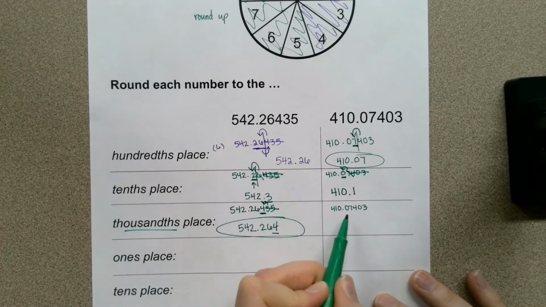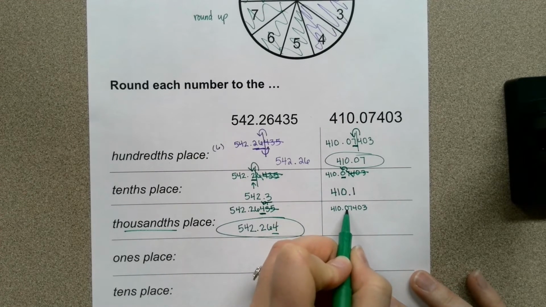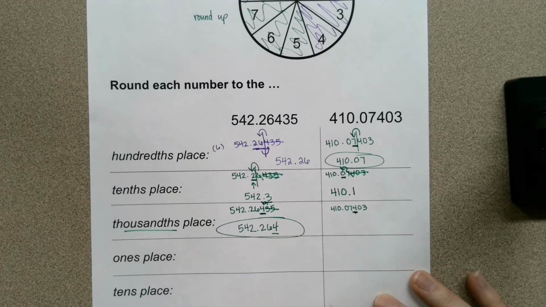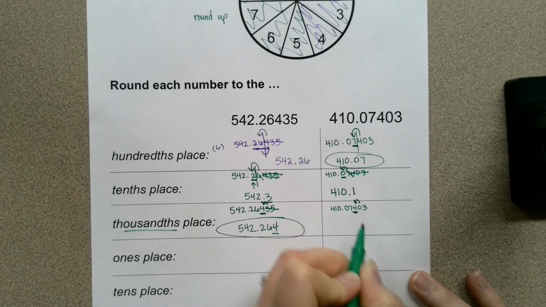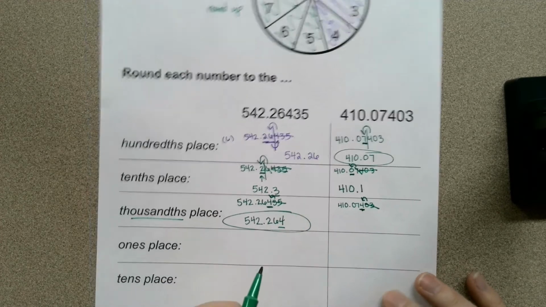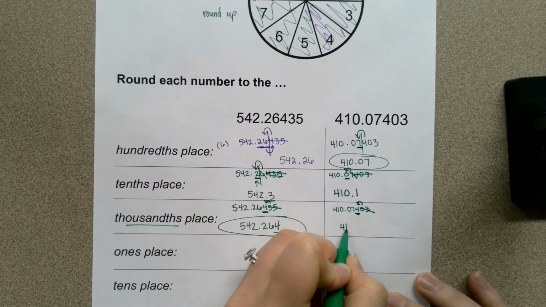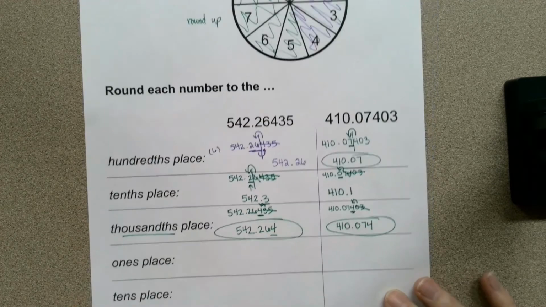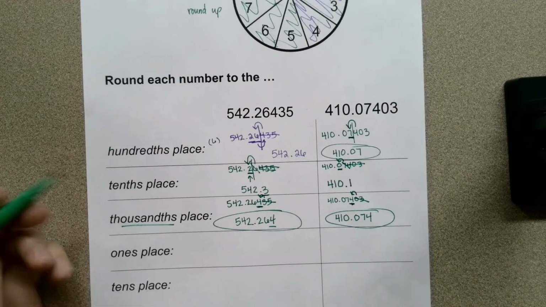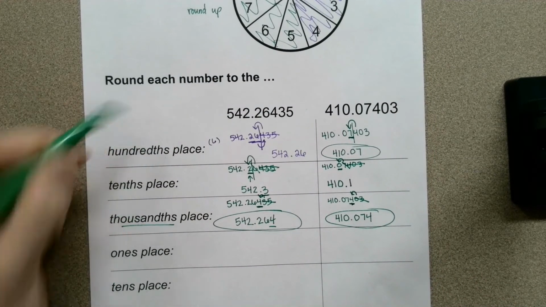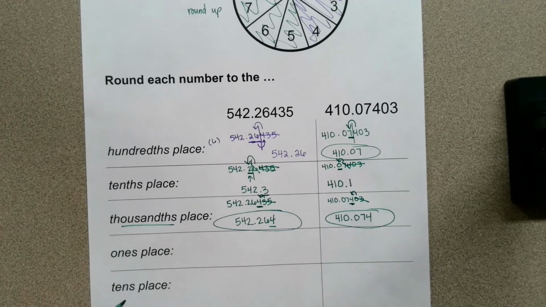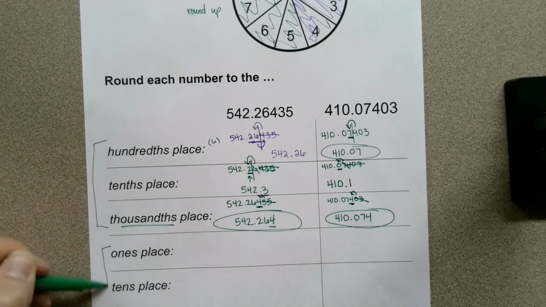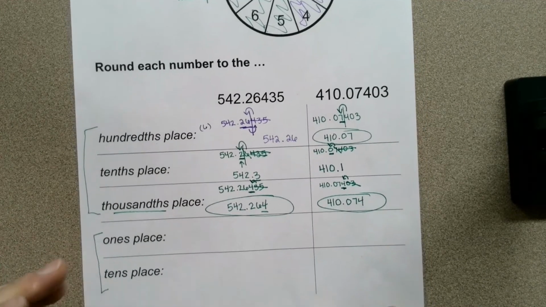If we look at this one in the thousandths place, this is the tenths, hundredths, thousandths place, the 4 is in the thousandths place. The 0 is not enough to round it up, so it drops off, and the rest of the digits stay the same, 410 and 74 thousandths. You'll notice here that we're switching from the th sounds at the end to ones and tens. So we're rounding to decimal places, and then here we're rounding to whole number places.